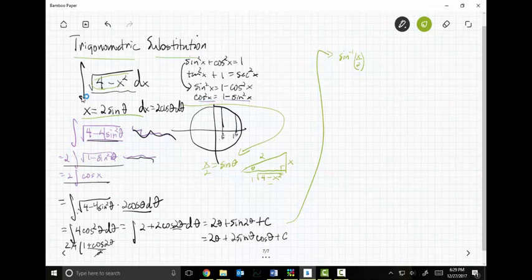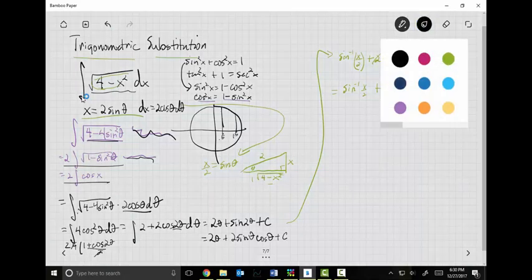I know that this 2 sine theta cos theta is going to turn into 2 times, well, sine theta is x halves, times cosine of theta. Well, cosine of theta is adjacent over hypotenuse, which is the square root of 4 minus x squared over 2, and then plus c. Cancel, cancel, and I end up with the inverse sine of x halves plus x times the square root of 4 minus x squared all over 2 plus c. Probably not your first guess, was it?